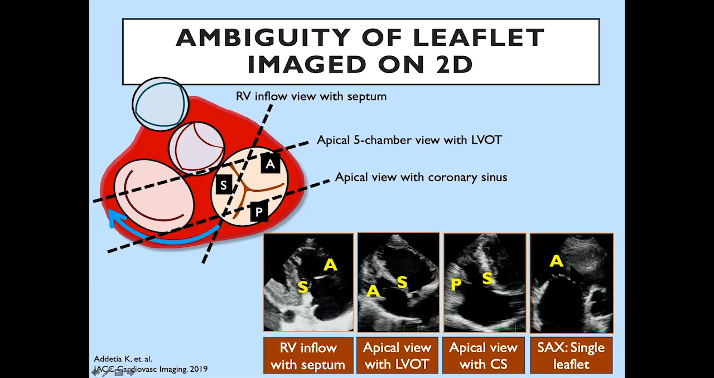With the short axis view, really, it is very difficult to be sure which leaflets you are imaging because oftentimes you cut through all three leaflets. If you see a single leaflet in the short axis view, you are imaging the anterior leaflet.